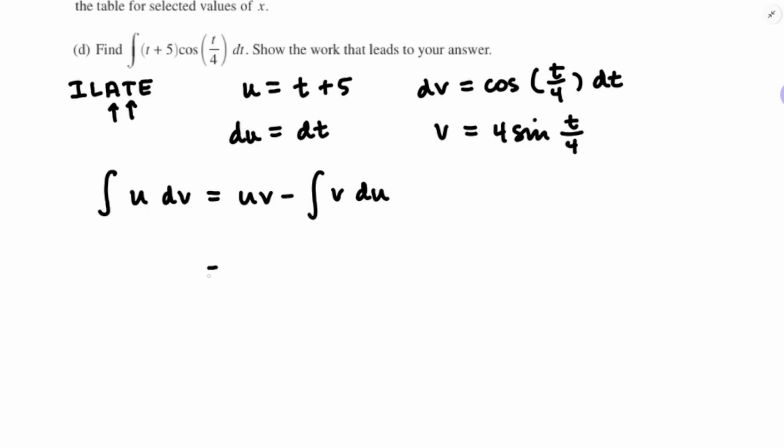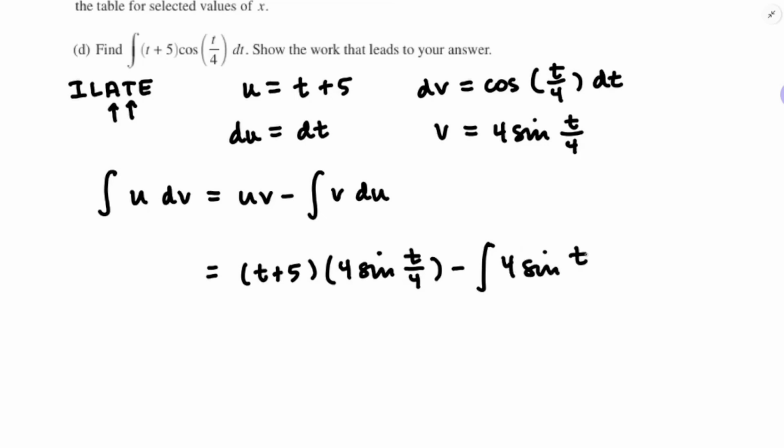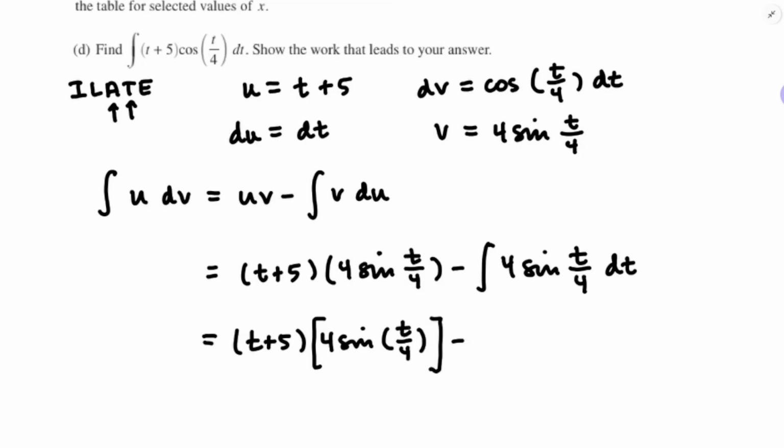So, in this case, that's going to equal u times v minus the antiderivative of v du. Okay, so t plus 5 times 4 sine of t over 4 minus, okay, an antiderivative for 4 sine of t over 4. Okay, last time I had to multiply by 4 to deal with the division by 4 on the inside for the chain rule. So it's going to happen again.